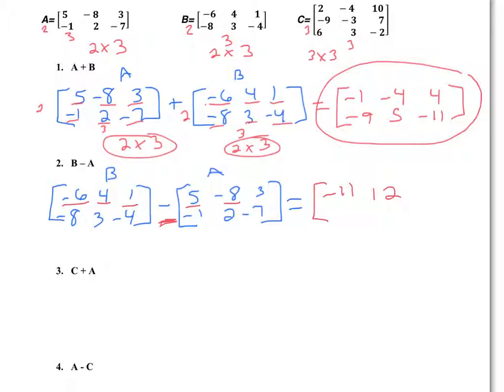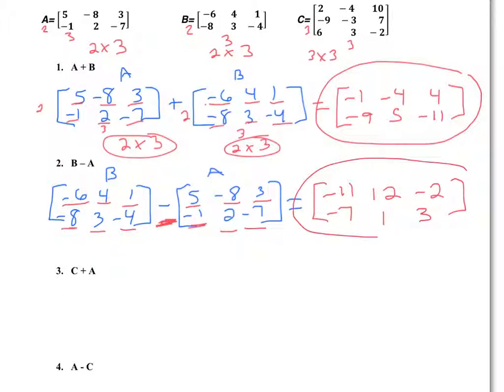1 minus 3 is negative 2. Negative 8 minus negative 1, so minus a negative 1 becomes plus 1. Negative 8 plus 1 is negative 7. 3 minus 2 is 1. And negative 4 minus a negative 7, so minus a negative 7 is plus 7. Negative 4 plus 7 is 3.